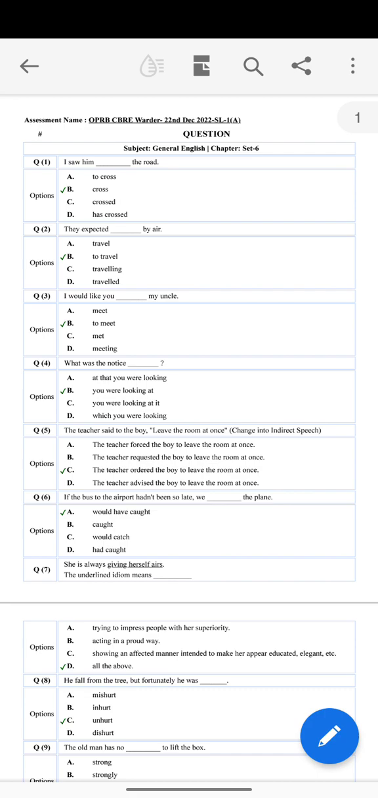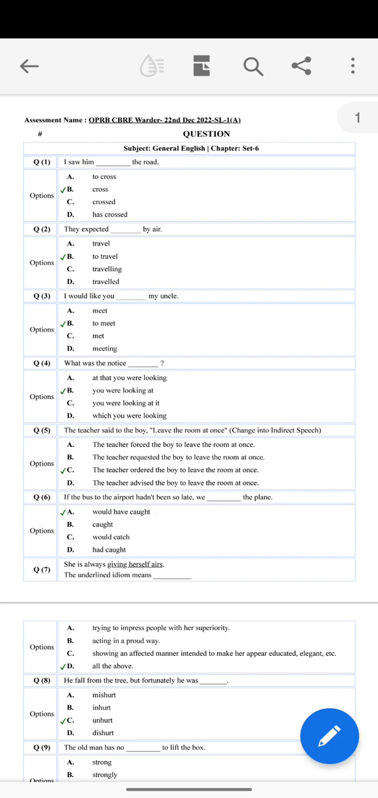Before going forward, I'll explain the exam pattern which was asked in this examination. Basically, the question paper was divided into four subjects. The very first subject is general English, in which 20 questions were asked. Then 20 questions from the Odia language subject, 30 questions from general science and computer subjects, and 30 questions from numerical ability and reasoning ability.